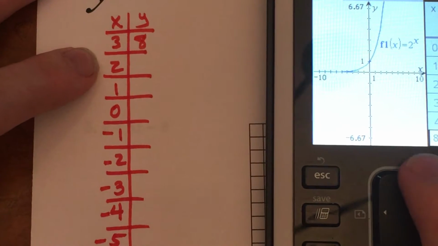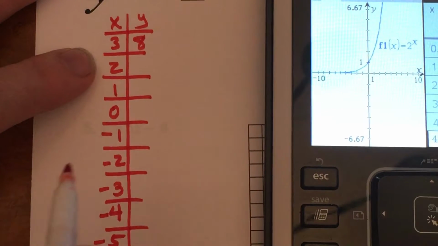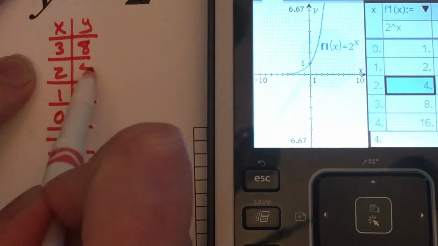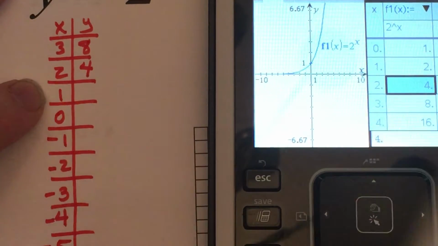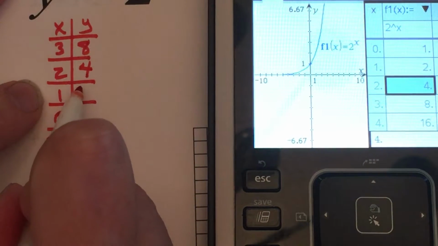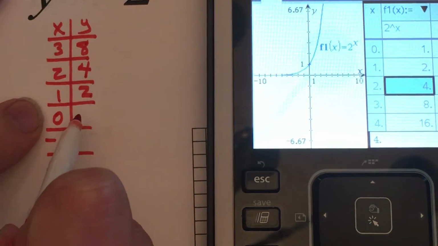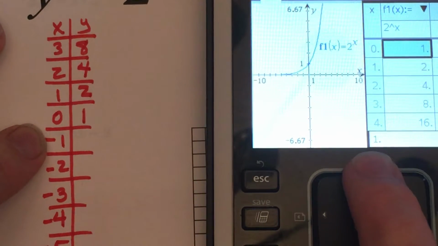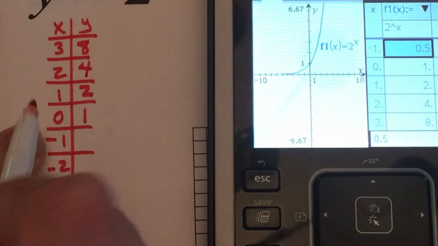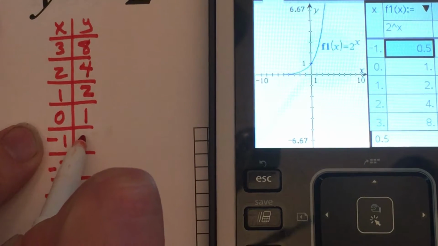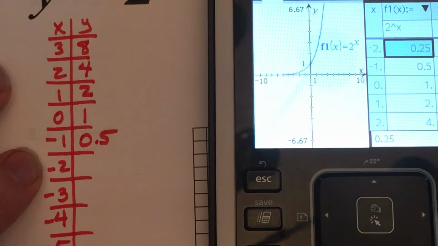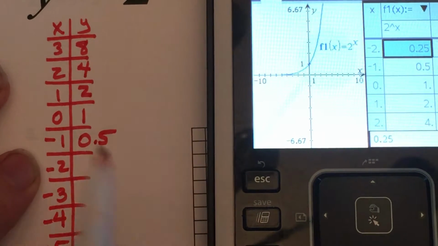All right. X is 2, I have a height of 4. Where x is 1, I have a height of 2. At 0, I have a height of 1. Now watch this. It gets so little, but it doesn't cross over to oblivion. Let's find out what that means.